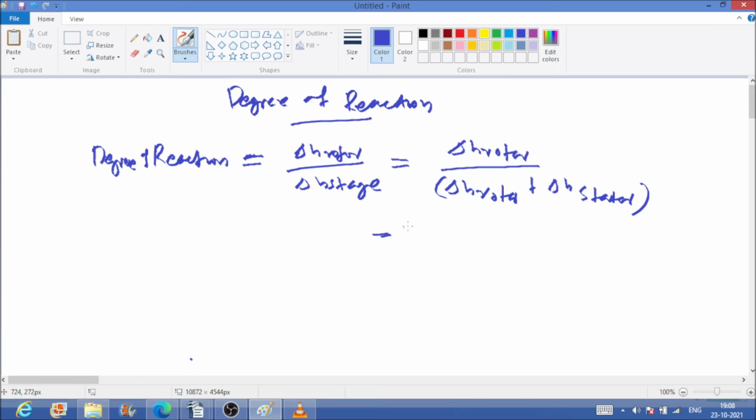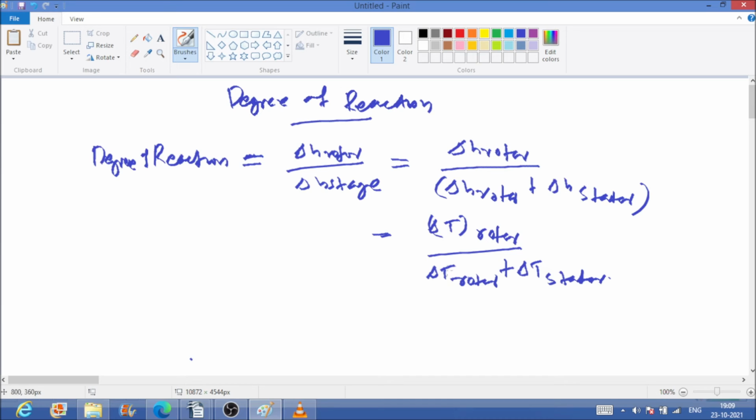See, if the Cp is a constant value, it does not change with the temperature, then Cp in all these terms will get cancelled out. I can write this as delta T rotor divided by delta T rotor plus delta T stator, and this is the static temperature difference I am taking here.